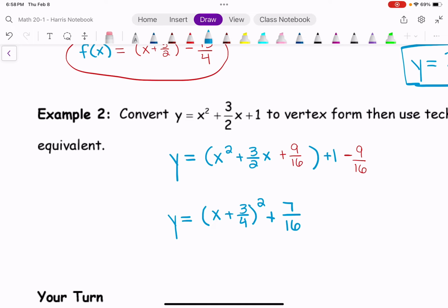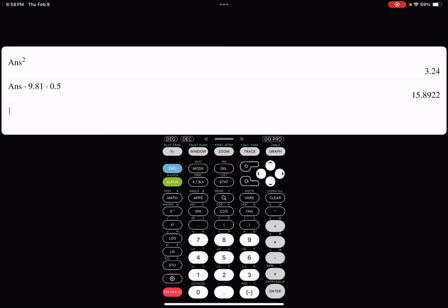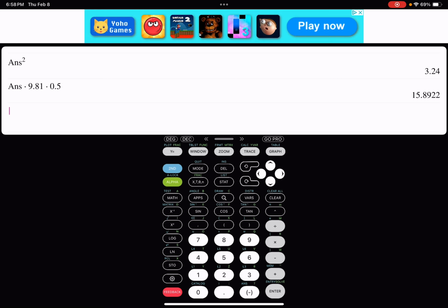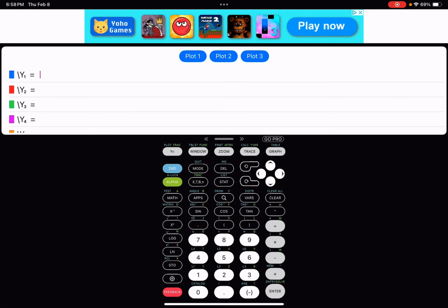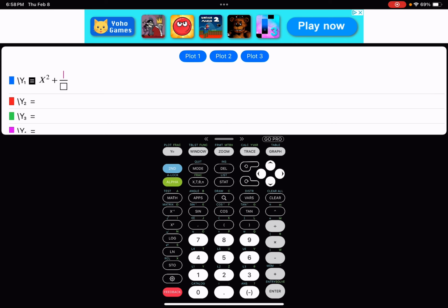Okay, so you guys are going to do the same thing. You're going to take out your calculators. We are going to go to y equals. In y1, we're going to write out the first equation that we were given, the standard form. So y is equal to x squared plus 3 over 2x, and then plus 1.